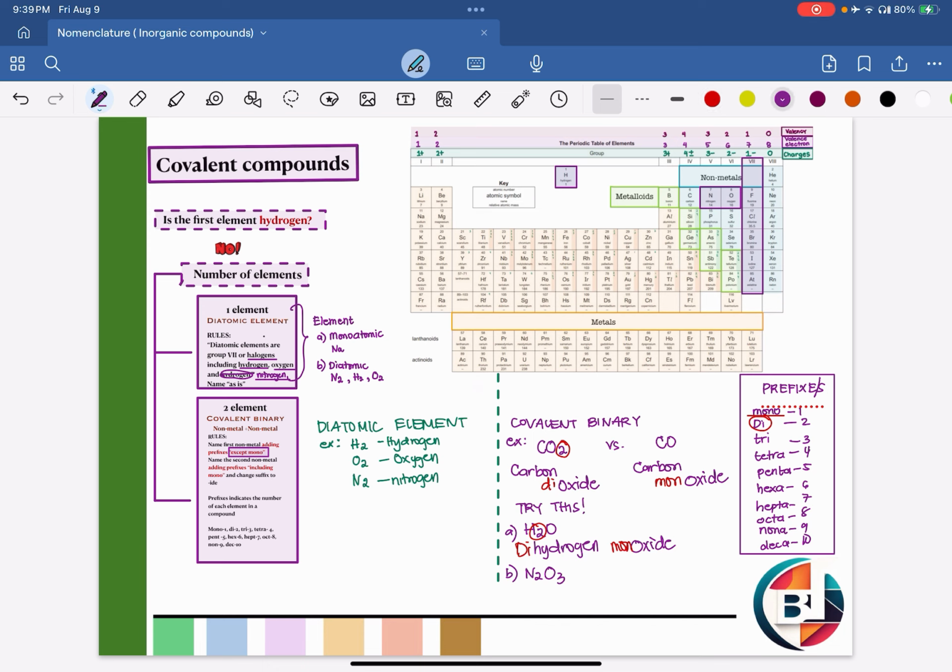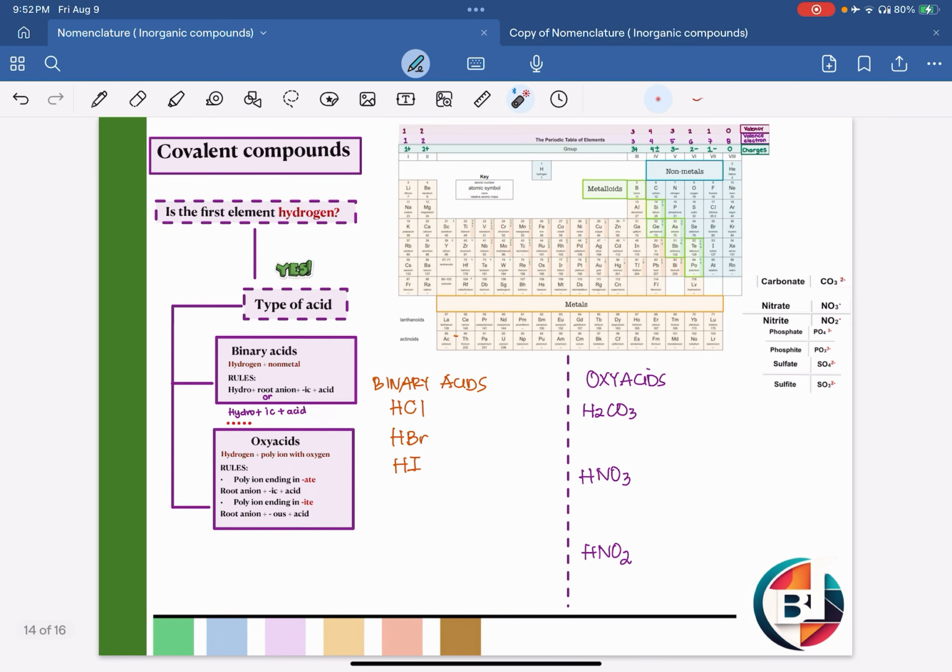And lastly, we have nitrogen. How many nitrogen do you have there? You have 2, so you would be using di. O is oxide. And because you have 3, you should be using the prefix which is tri. So completely, we'll call it dinitrogen trioxide.